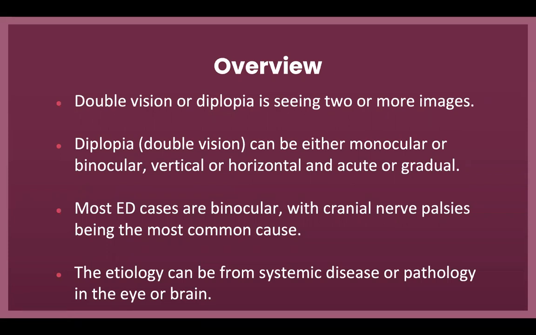Most cases we are seeing in ER are binocular diplopia, with the most common cause of binocular diplopia being cranial nerve palsy. The etiology of the diplopia can be from the eye itself, pathology in the eye, pathology in the brain, or systemic pathology, as we will see later.